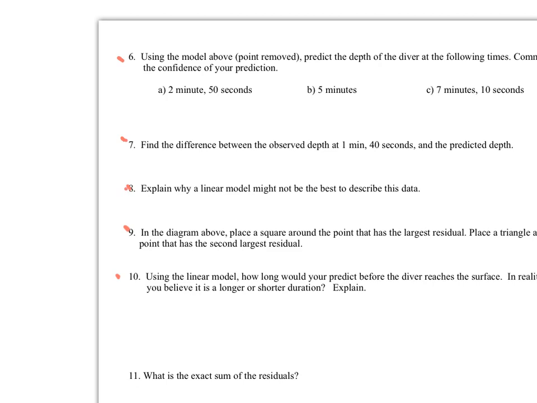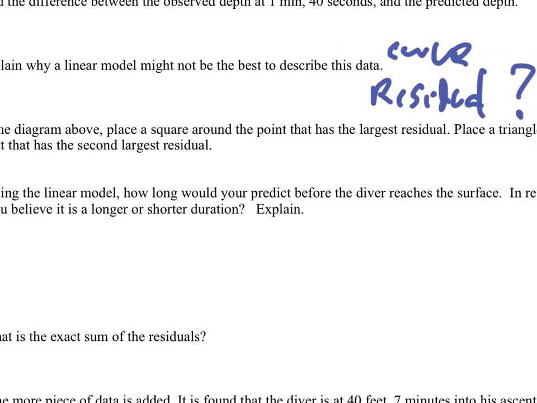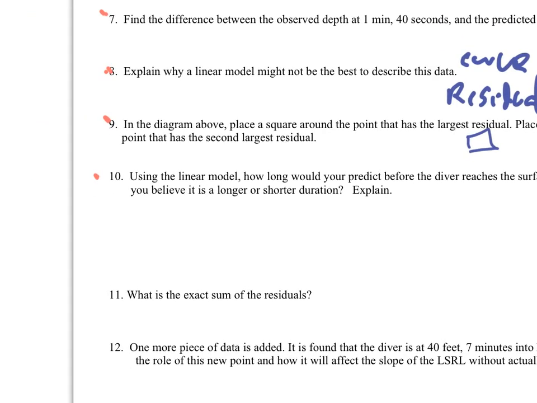Explain why the linear model was not linear. I'm going to give you a hint. Besides what I told you about the curve, look at the residual plot. Look at it. And number 9 asks you to put a square around the largest residual and a triangle around the second largest residual. So create your residual plot of the diver data, then do number 9.